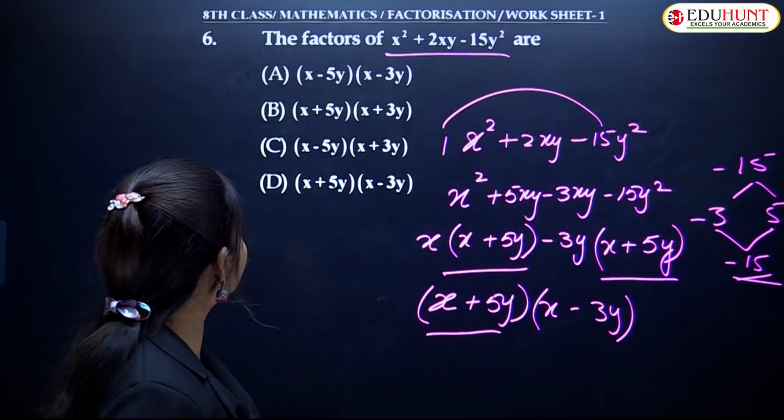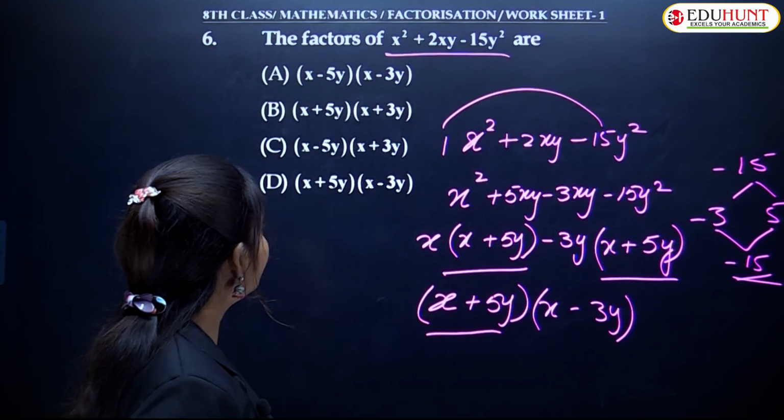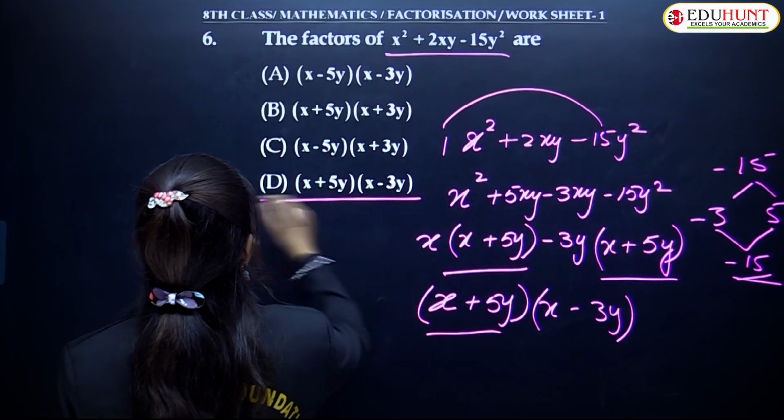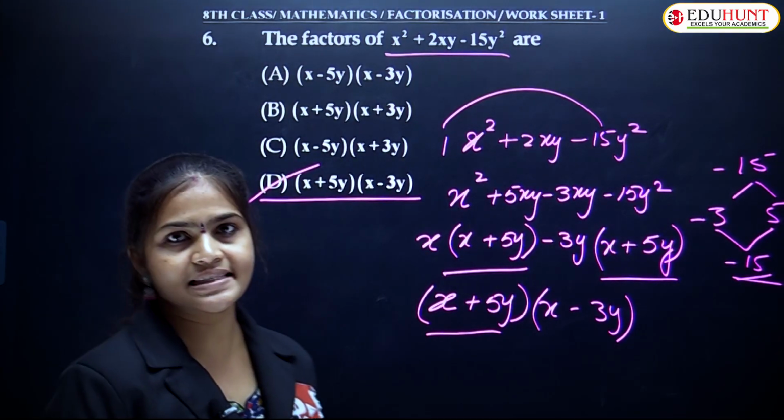Understand? Which option is correct here? x plus 5y into x minus 3y. So option D is correct.